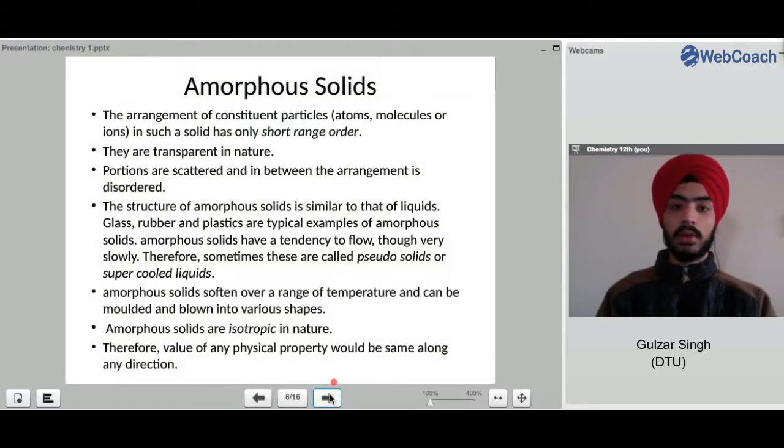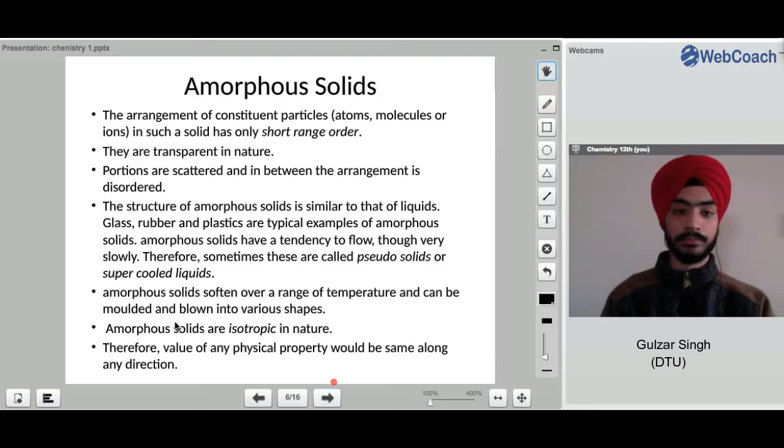Now we are going to study about amorphous solids. The arrangement of constituent particles, that may be atoms, molecules or ions, in such a solid has a very short range. They are transparent in nature, unlike crystalline solids, which are opaque. The arrangement is disordered in between the scattered ordered portions. The structure of an amorphous solid is similar to that of liquids. Glass, rubber and plastics are typical examples of amorphous solids.